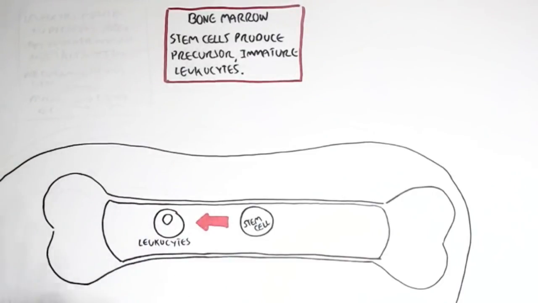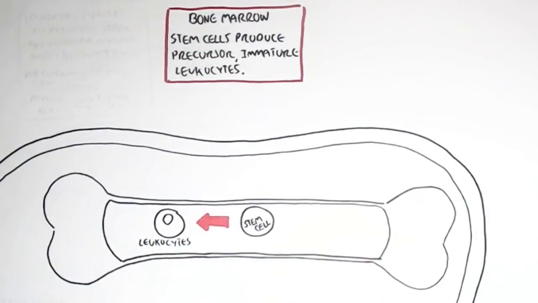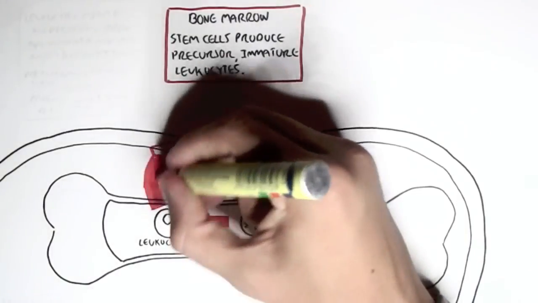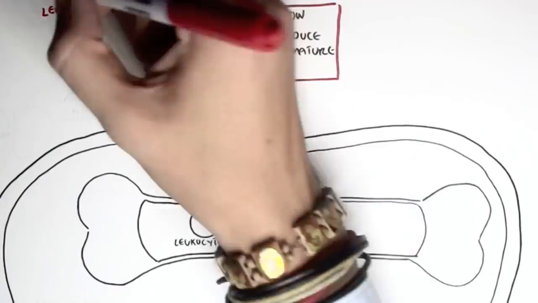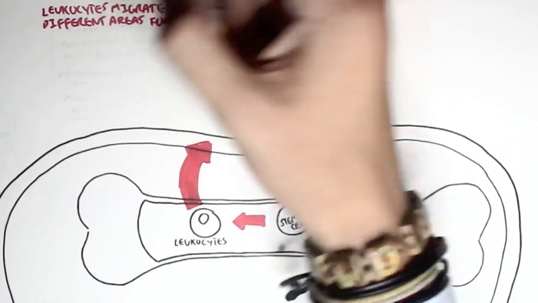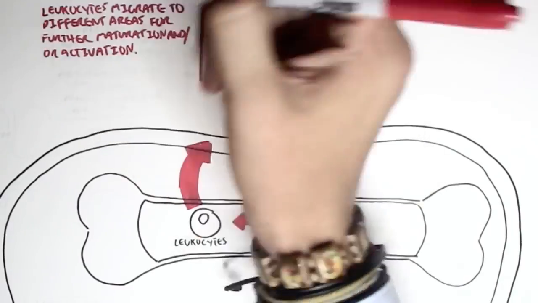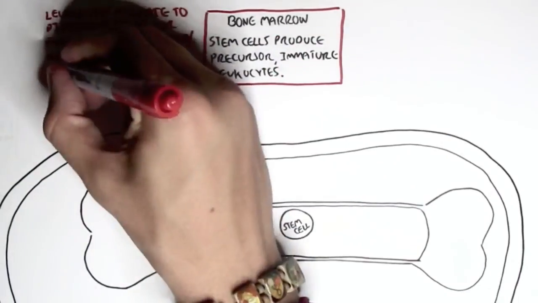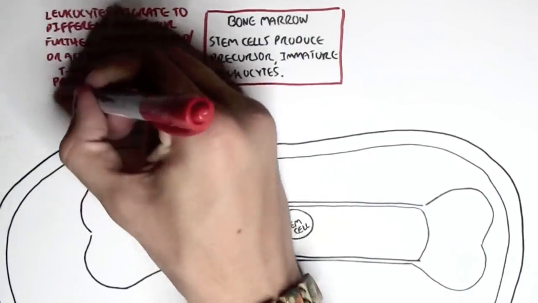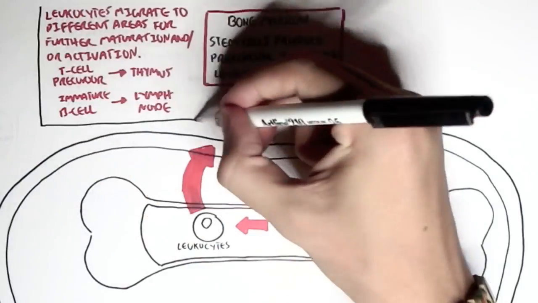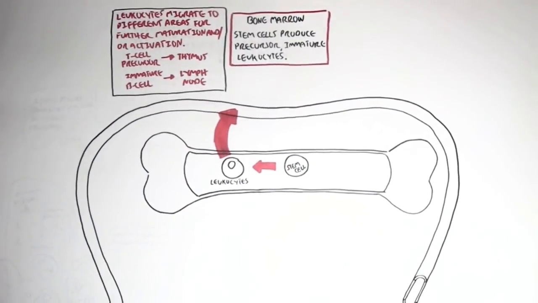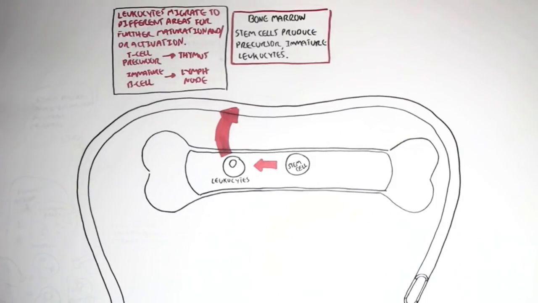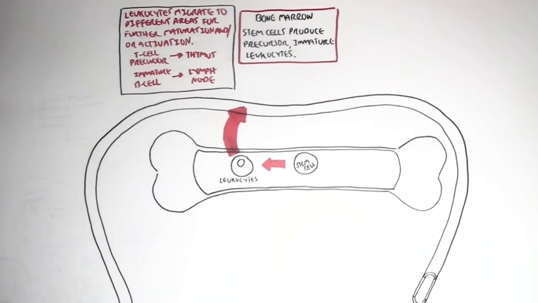And these different leukocytes will then leave the bone marrow into the bloodstream, where they will travel to and migrate to specific tissues, organs, or they will just circulate throughout the body, such as the granulocytes. An example of this is that the T cell precursor, the lymphoid precursor, will travel to the thymus to become mature. The immature B cell will travel to the lymph node to become activated.